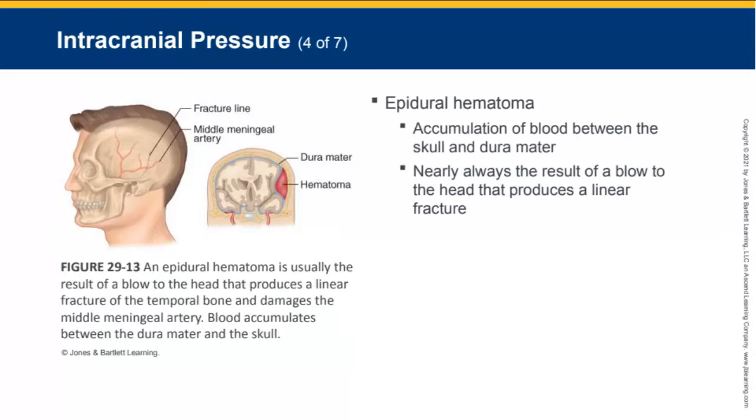An epidural hematoma is usually the result of a blow to the head that produces a linear fracture of the temporal bone and damages the middle meningeal artery. And the word linear means it's in a line. Blood accumulates between the dura mater and the skull, so it's above the dura. That's why it is referred to as epidural. The prefix epi means above, epidural hematoma.